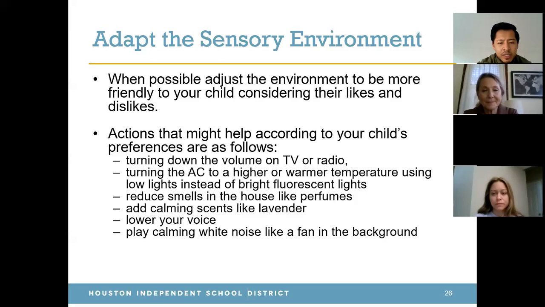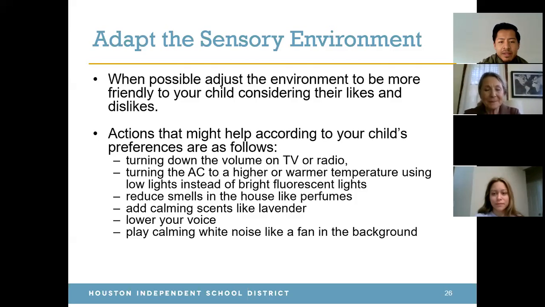For example, if maybe scents calm a child, maybe using lavender. We don't want to use too much, because then they may get sleepy. But again, these are just ideas that we can give you guys.